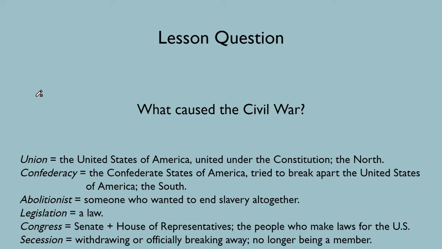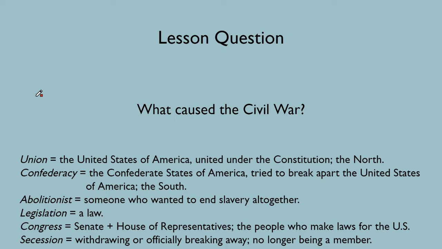I am going to be using some new terms that some of you may not have heard before. So I'll quickly define those. Union means the United States of America, united under the Constitution. It's also called the North. The Confederacy is the Confederate States of America, the group that tried to break apart from the United States, also called the South. An abolitionist, we've talked about once or twice before, but an abolitionist was someone who wanted to end slavery altogether.